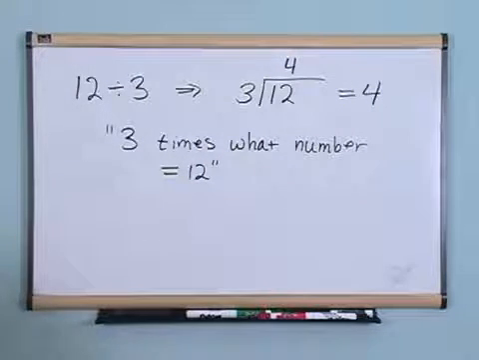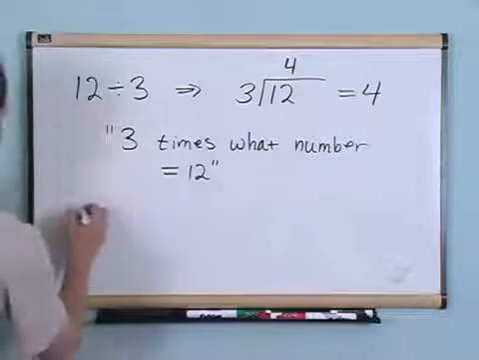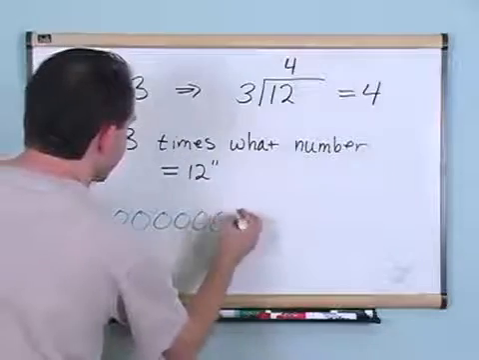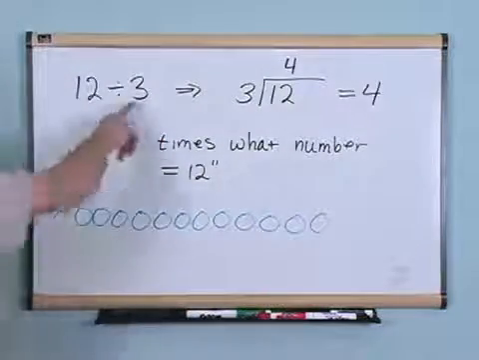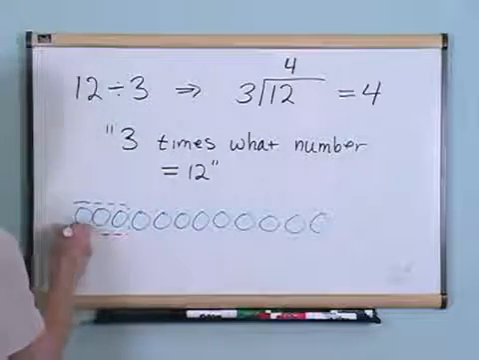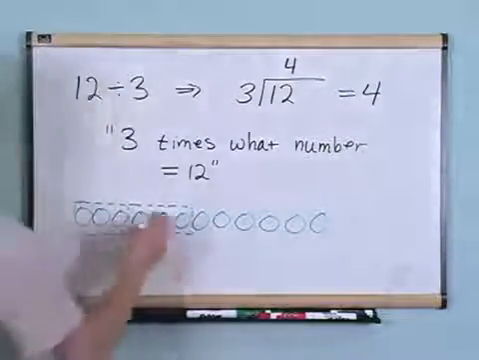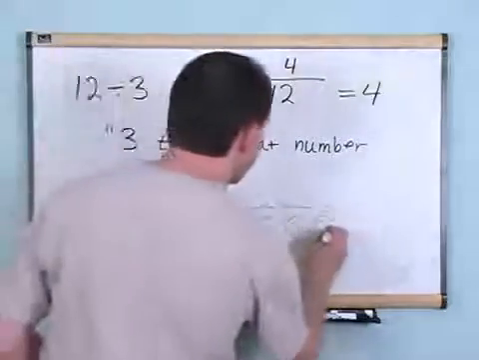Now that you understand what the answer is, let's go ahead and see how to do that by drawing circles, okay? We need to draw 12 circles. 1, 2, 3, 4, 5, 6, 7, 8, 9, 10, 11, 12 circles. And we're dividing by 3. So we want to make a group of 3 here. There's a group of 3. I want to make another group of 3 here, another group of 3 here, and another group of 3 here.